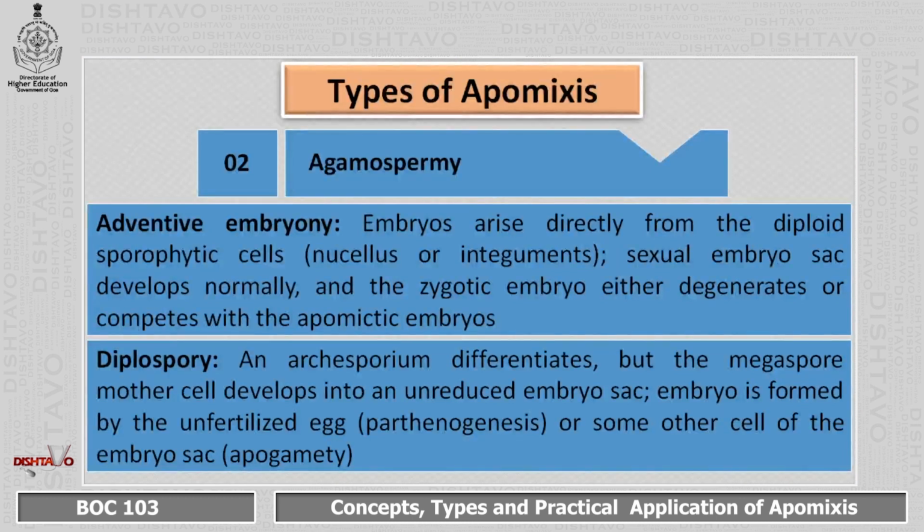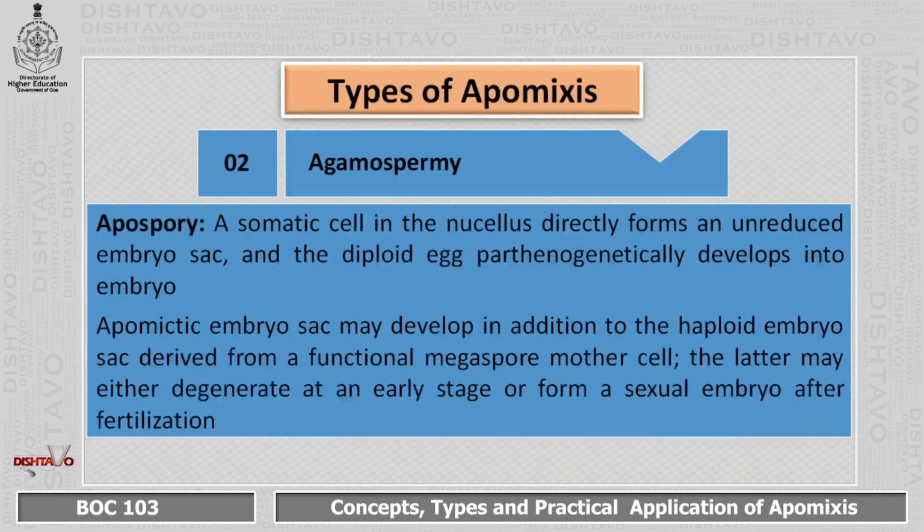Diplospory. An archisporium differentiates, but the megaspore mother cell develops into an unreduced embryo sac. Embryo is formed by the unfertilized egg or some other cell of the embryo sac. Apospory. A somatic cell in the nucellus directly forms an unreduced embryo sac, and the diploid egg parthenogenetically develops into embryo. Apomictic embryo sac may develop in addition to the haploid embryo sac derived from a functional megaspore mother cell. The latter may either degenerate at an early stage or form a sexual embryo after fertilization.